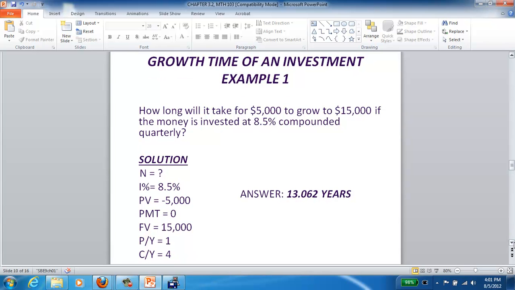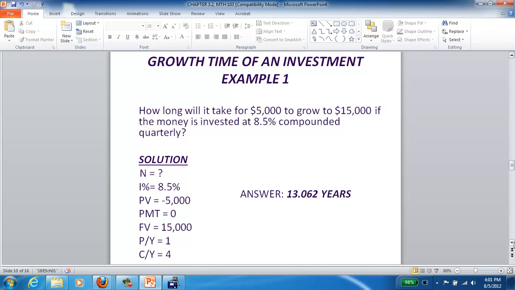Next example, and we follow the same steps. How long will it take for $5,000 to grow to $15,000 if the money is invested at 8.5% compounded quarterly? So we know the present value. The present value is 5,000. The future value is 15,000. Then the interest rate is 8.5.